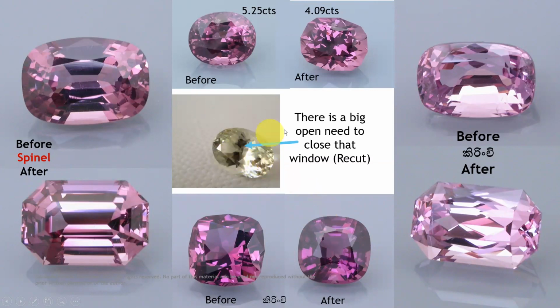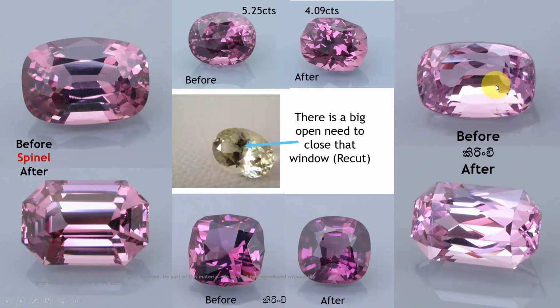Look at this. There is a big open here. That's why you can see it like this. We have to close this opening here. That means we have to recut. Then we can get the beautiful stone.